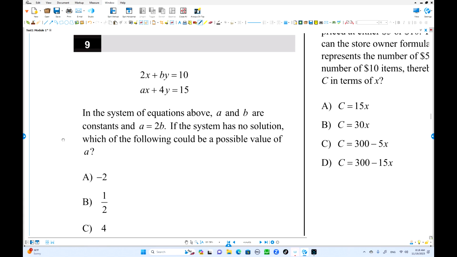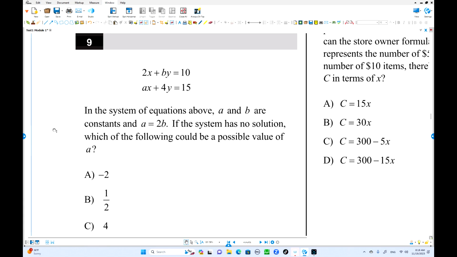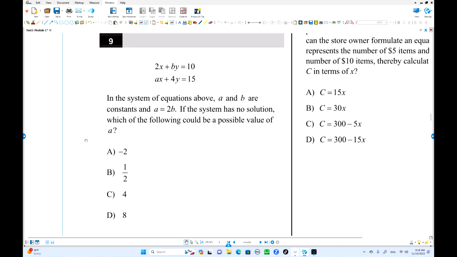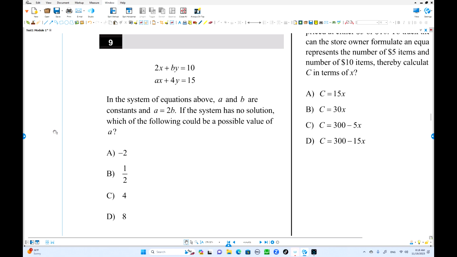All right, number 9. So we have a system of equations. A and B are constants. A equals B. That's fine. So the system has no solutions. What does no solutions mean? When you have an XY plane over here, two lines are parallel but with different y-intercepts, so they don't intersect. Yeah, that is no solutions.